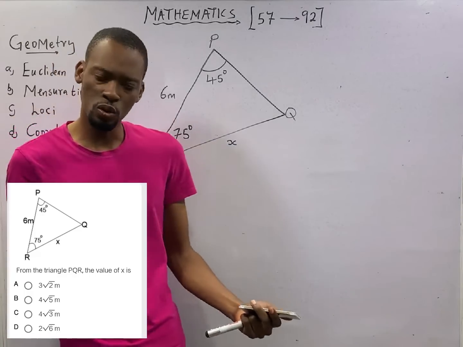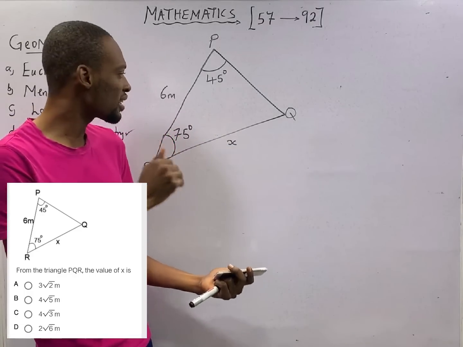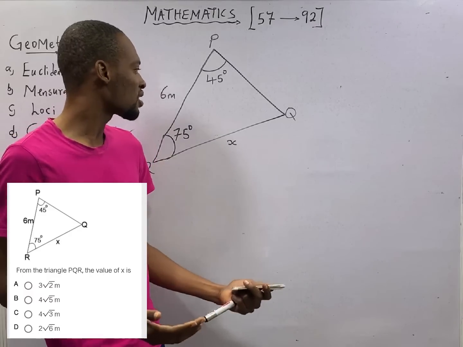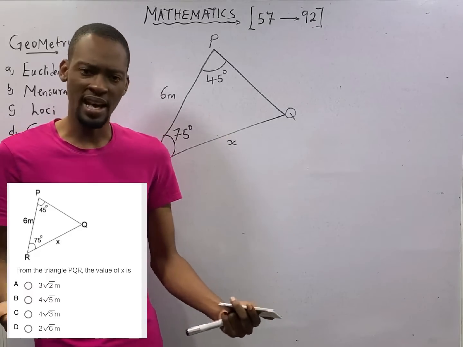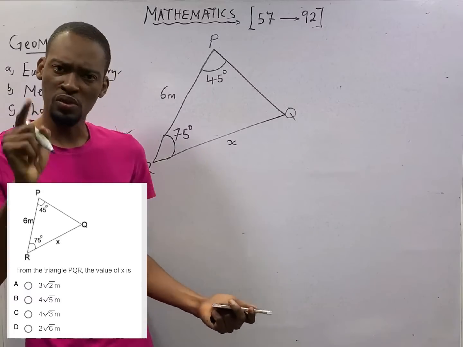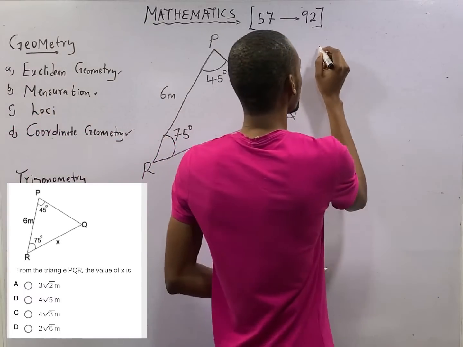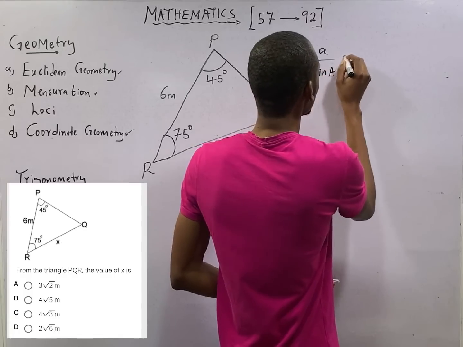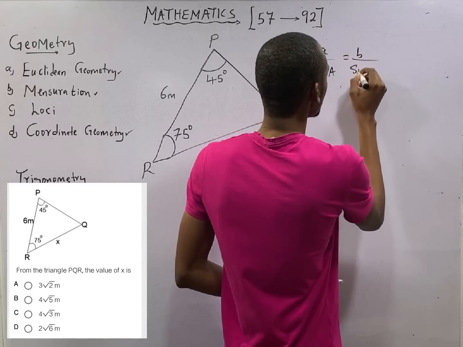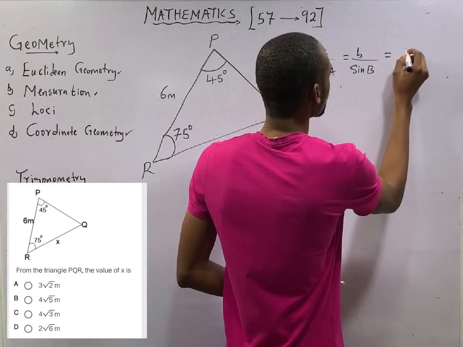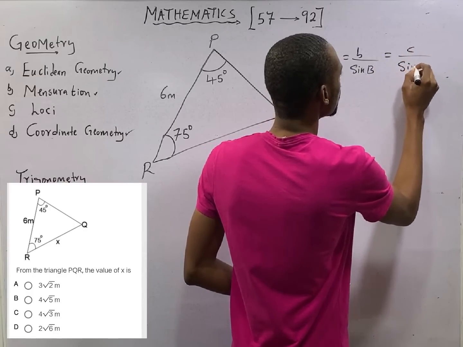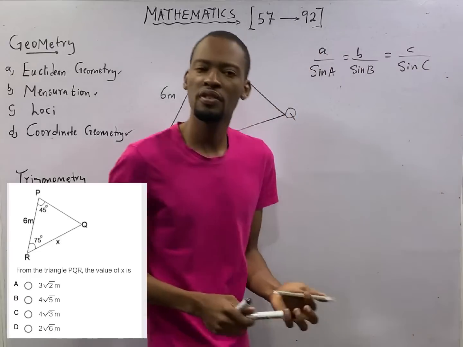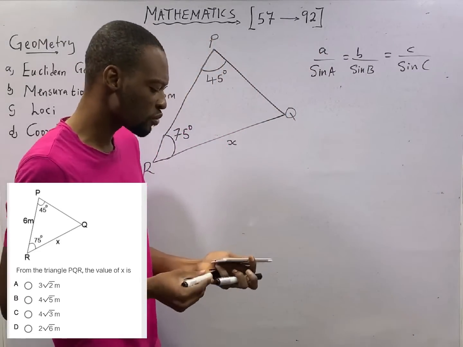If a triangle is not a right angle triangle and we are asked to find a particular side, one of the laws that will save you is the sine law, which says a over sine A is equal to b over sine B is equal to c over sine C. This law will prove very, very helpful to you.